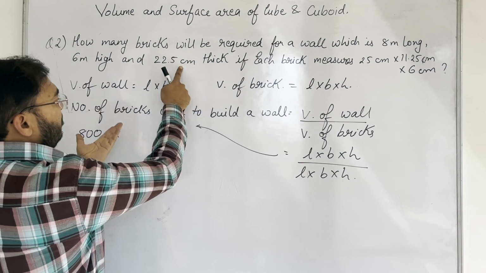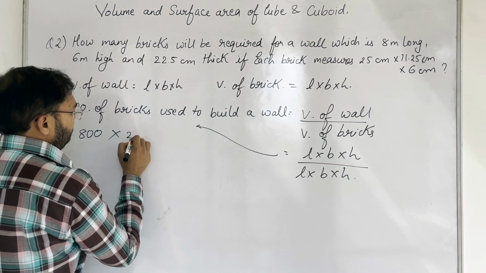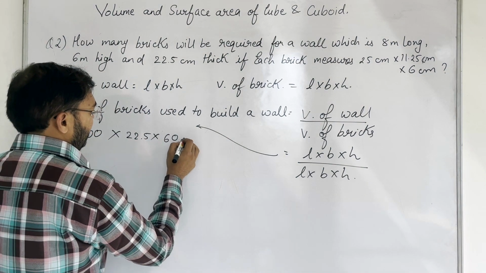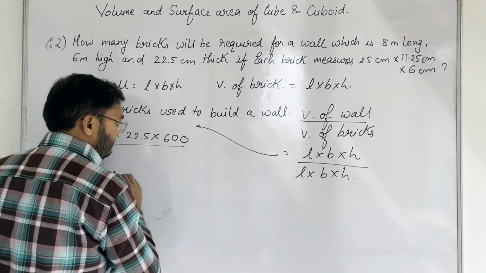What's my breadth? Breadth is already in centimeters. So fine, 22.5 into. What's my height? Height is 6 meter. We'll convert it into centimeter. That is 600 centimeter divided by.